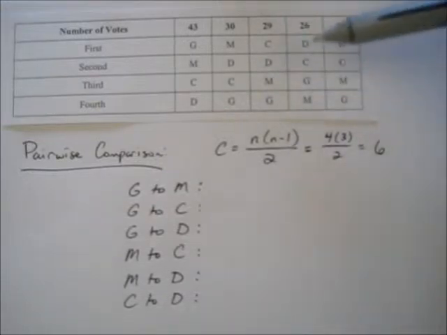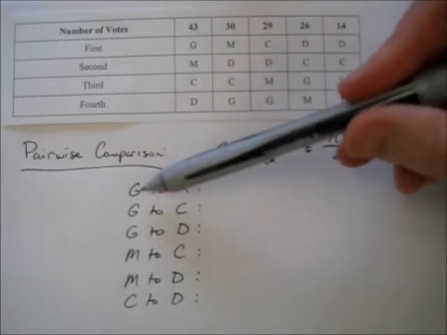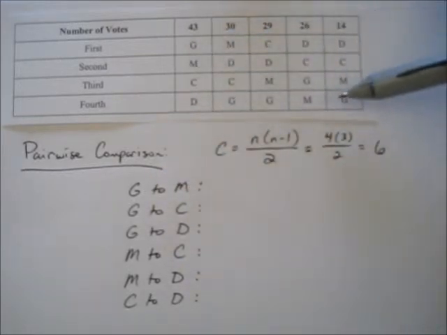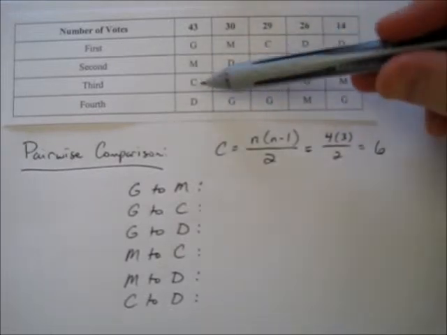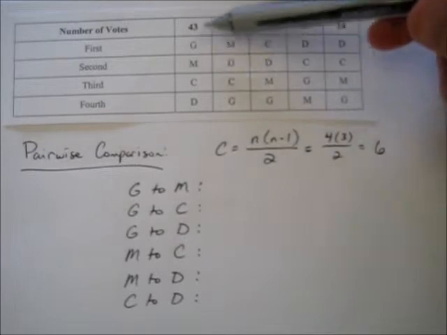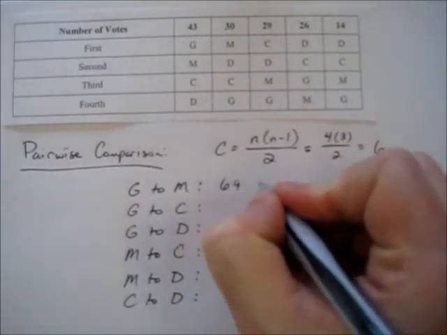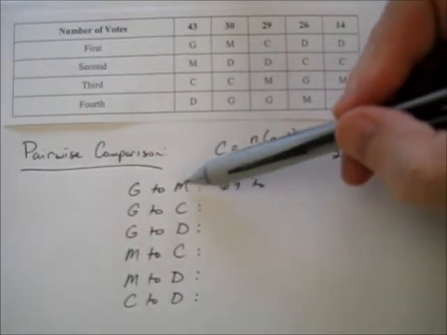And we do that column by column. So it's easiest usually to pick one letter and just look at that one. Which columns have G higher than M? Well, the first column and the fourth column. These are the only two columns that have G ranked higher than M. So if we add the 43 people here and the 26 people here, we get 69 people preferred G to M. And how many people preferred M over G?